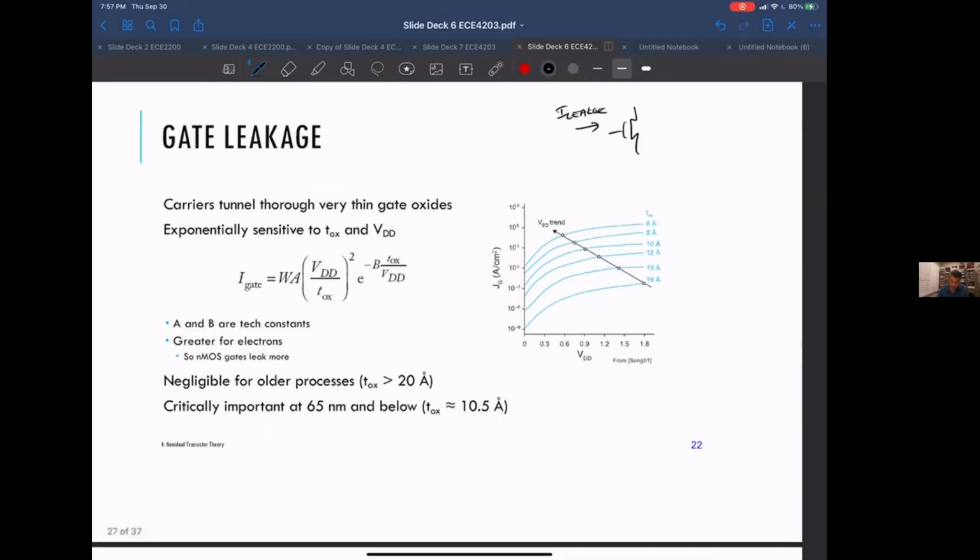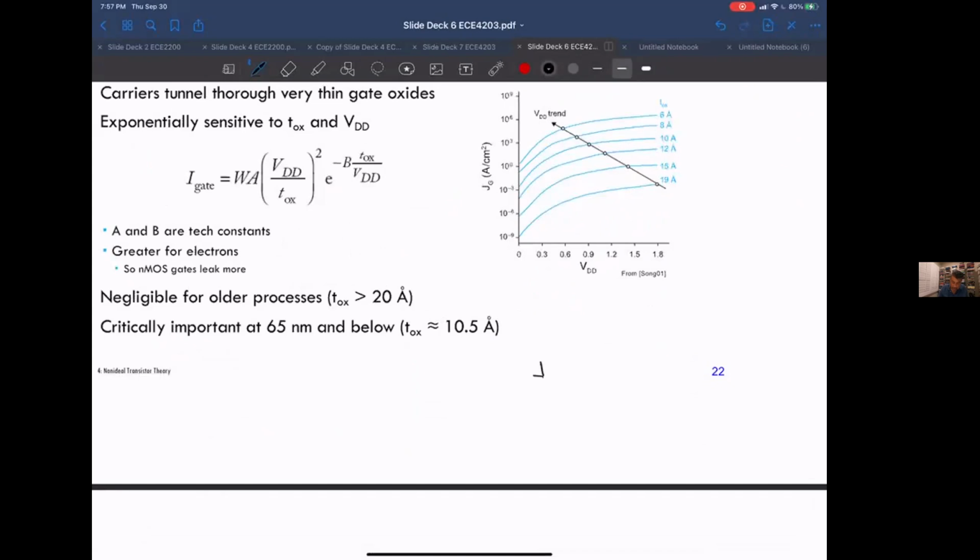So let me draw a simplified but full circuit. Let's say you've got an inverter driving the gate of something else. We're talking about leakage current into these gates, but it's happening in parallel with the subthreshold leakage current. And we're saying the subthreshold leakage is much higher than this gate leakage.